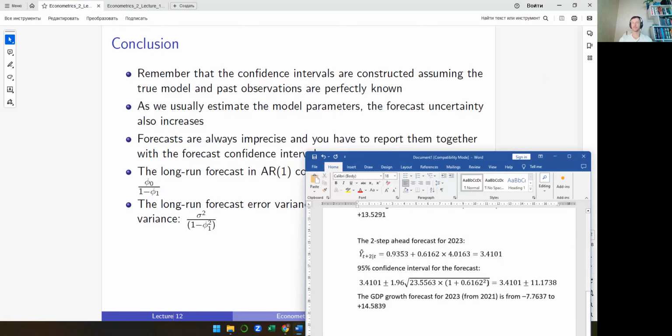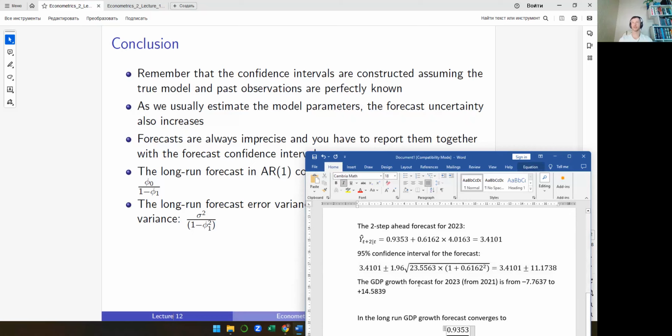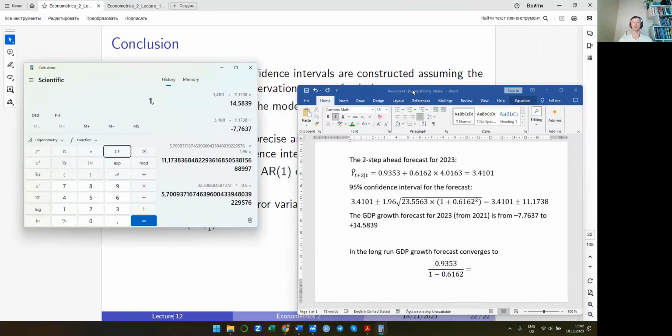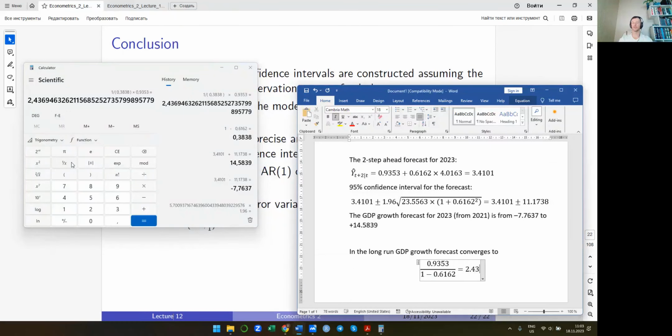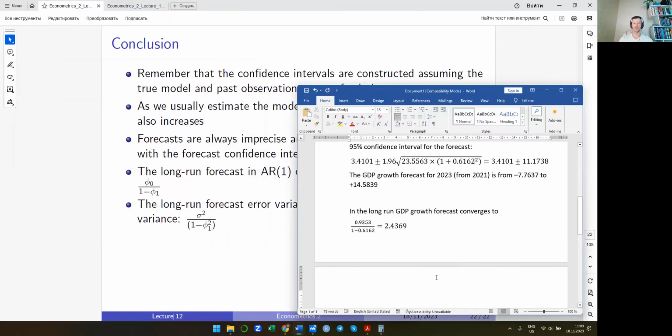So for example, in our case, in the long run, the GDP growth forecast converges to, and well, we need to compute this. We have all the estimates. This is 0.9353 divided by 1 minus 0.6162. So 1 minus 0.6162, reciprocal, multiplied by 0.9353. So this is 243.69, something like that. So in the long run, the forecast converges to this.